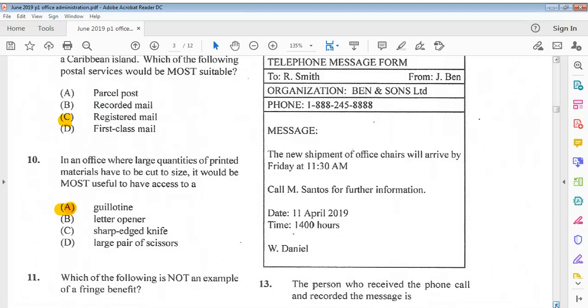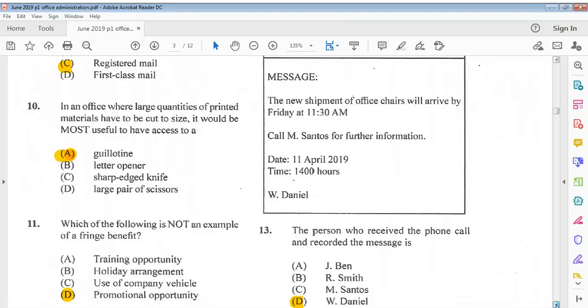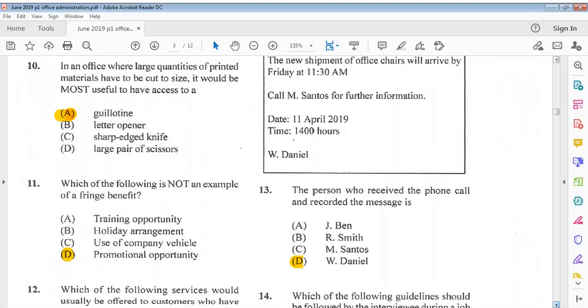In an office where large quantities of printed materials have to be cut to size, it would be most useful to have access to A. Guillotine, B. Letter opener, C. Sharp-edged knife, or D. Large pair of scissors. We know all the others except A could not be used because it's a large amount of materials that you are printing. So it would have to be A, guillotine, that will be able to cut such large quantities. Let's move on to question number 11.